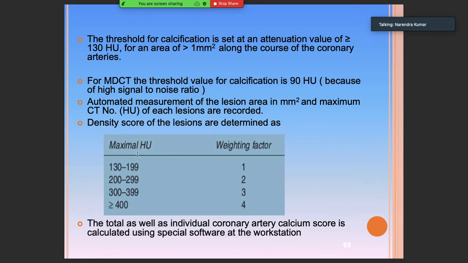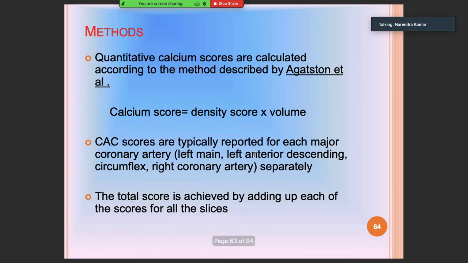So as we can see over here, the maximum number of CT, especially compared to the weighting factor. On the basis of that, using special software at the workstation, using various methods, it can be done. If you may recall, calcium scoring is described in terms of the Agatston score. The score is the multiplication product of the volume and the density score.